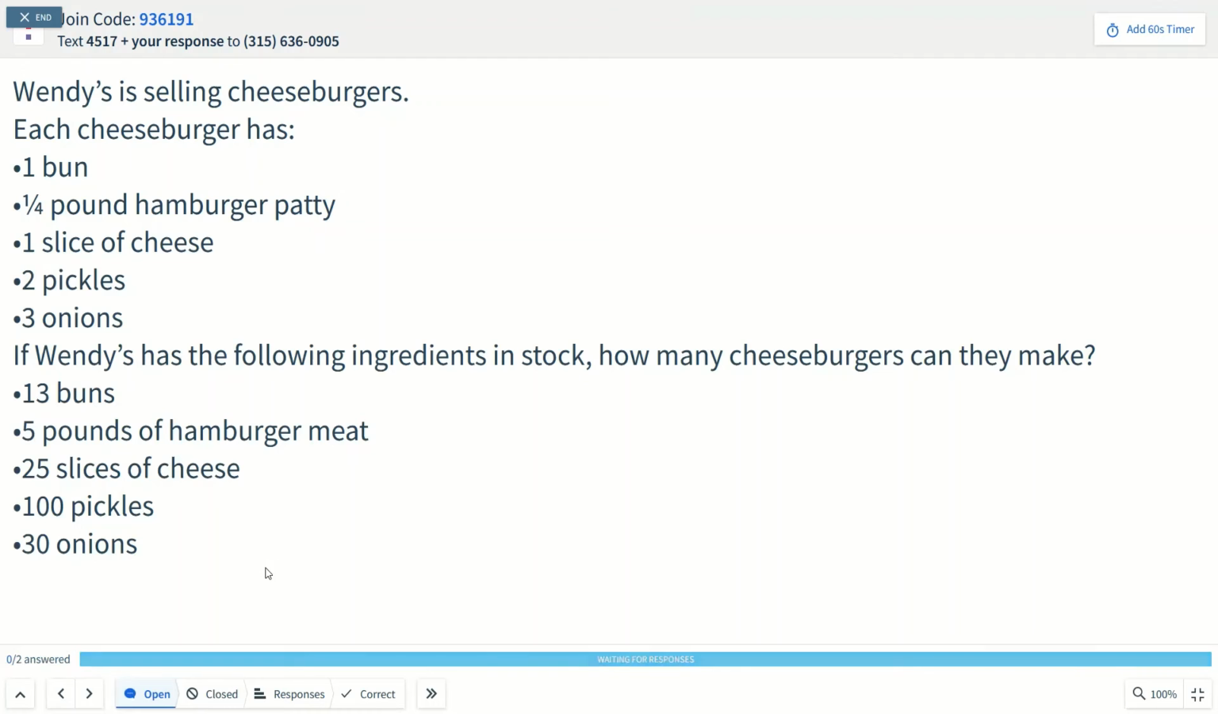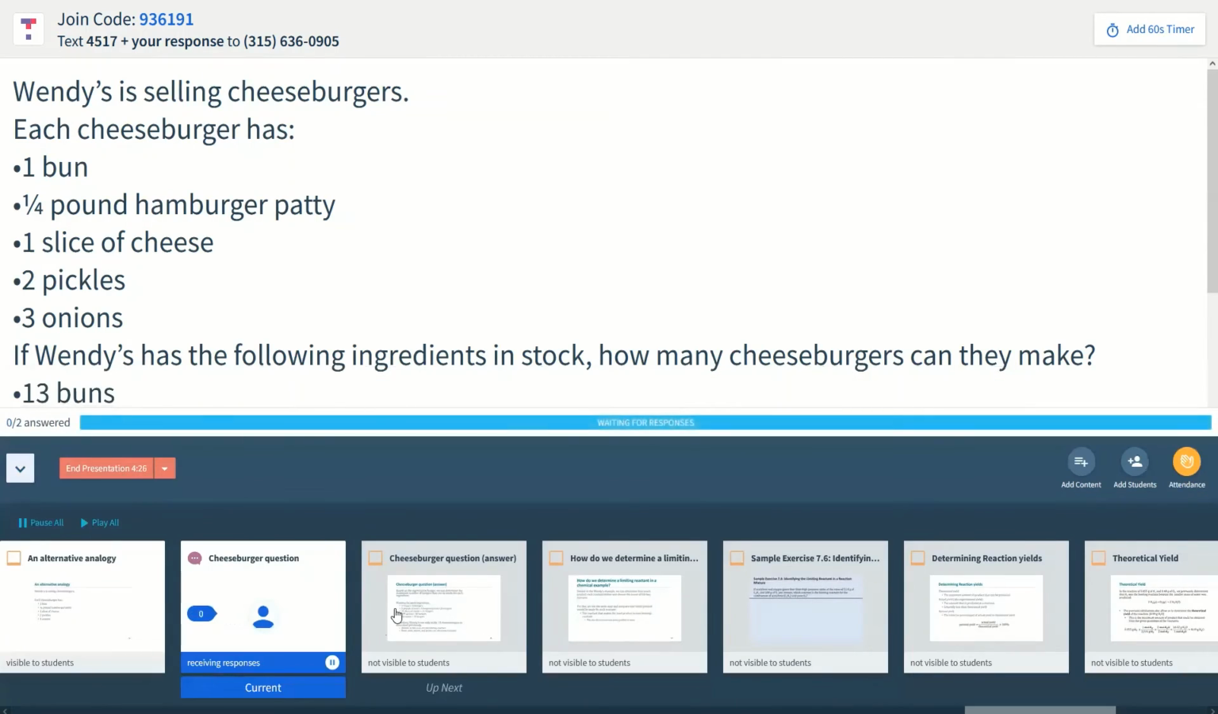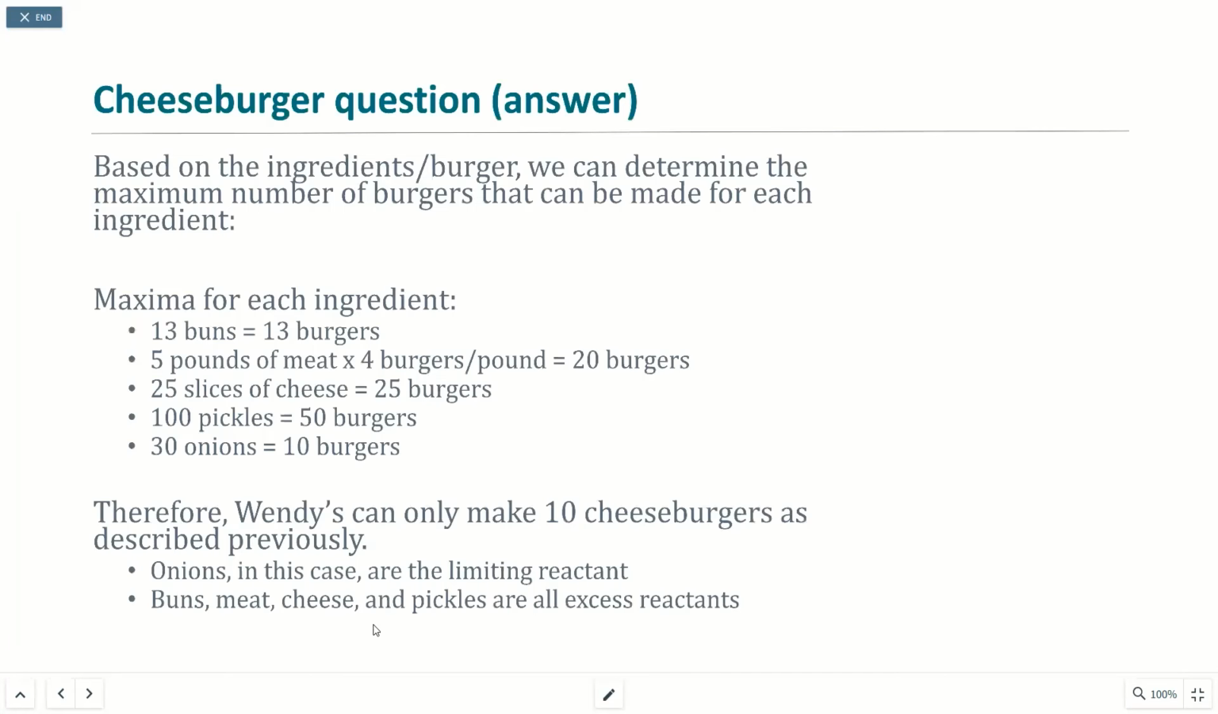So take a second and just sketch it out somewhere. Try to figure out what it is that you're going to do, how many cheeseburgers you can ultimately make. And I will reveal the answer here in 5, 4, 3, 2, 1. So the answer here is actually relatively simple.